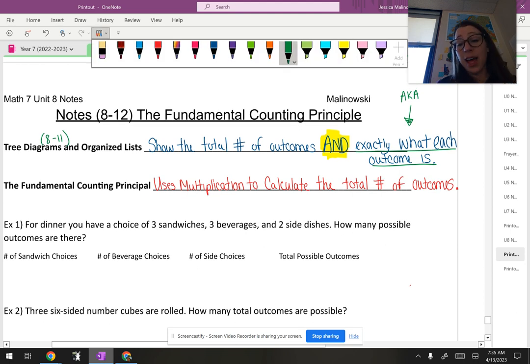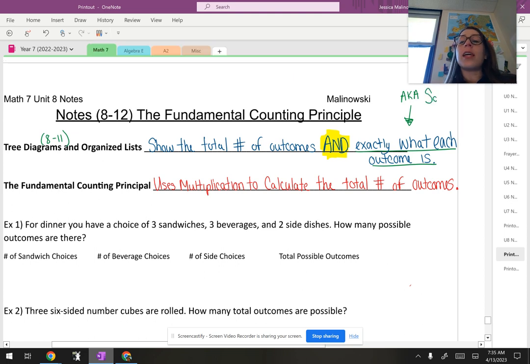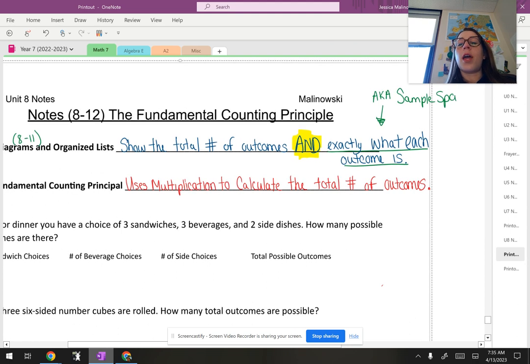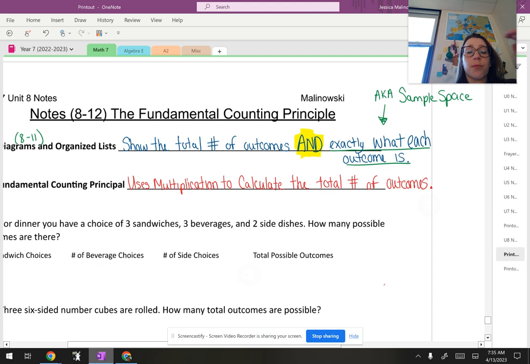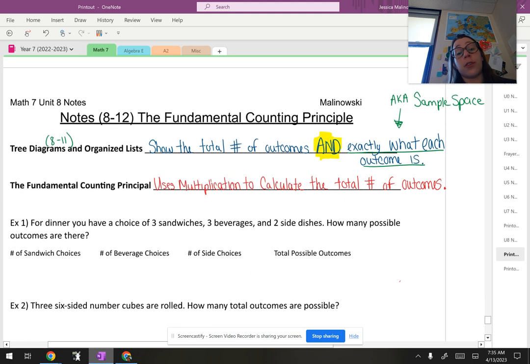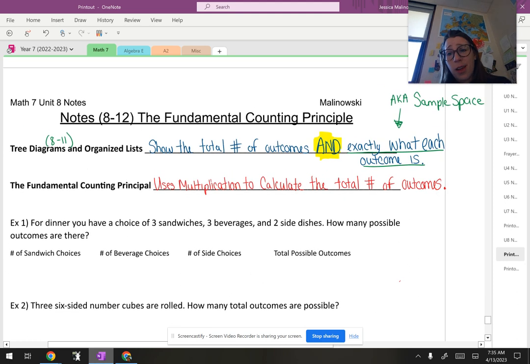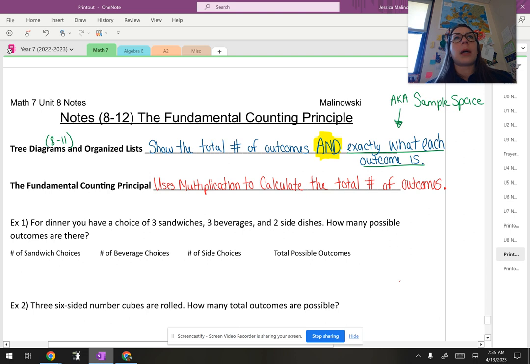Definition from last lesson, when it shows you what each outcome is, that list, aka called the sample space. S-P-A-C-E, sample space. So that's what's nice about the tree diagrams. Yes, they take a long time, but of course they take a long time if you're showing 24 or 12 possible outcomes. That's a lot.